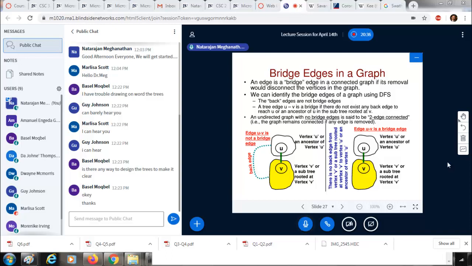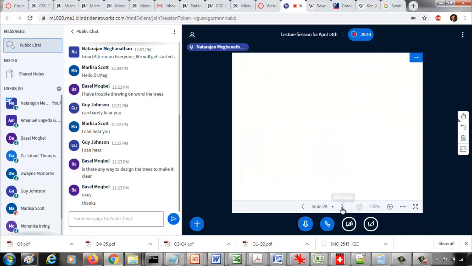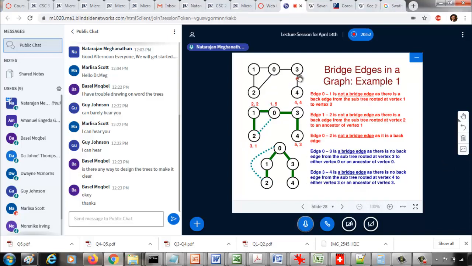The definition of a bridge edge is similar to the definition of an articulation point. If you remove that edge and the graph is going to get disconnected, then that edge is called a bridge edge. Let's see an example here. If I remove this edge, say 0, 3, from this graph, then the graph is going to get disconnected, because you're going to have a component of vertices involving just 3 and 4, and another involving just 0, 1 and 2. Similarly, if I remove this edge 3, 4, the graph is going to get disconnected because 4 is going to get isolated. We are going to have 0, 1, 2, 3 together.